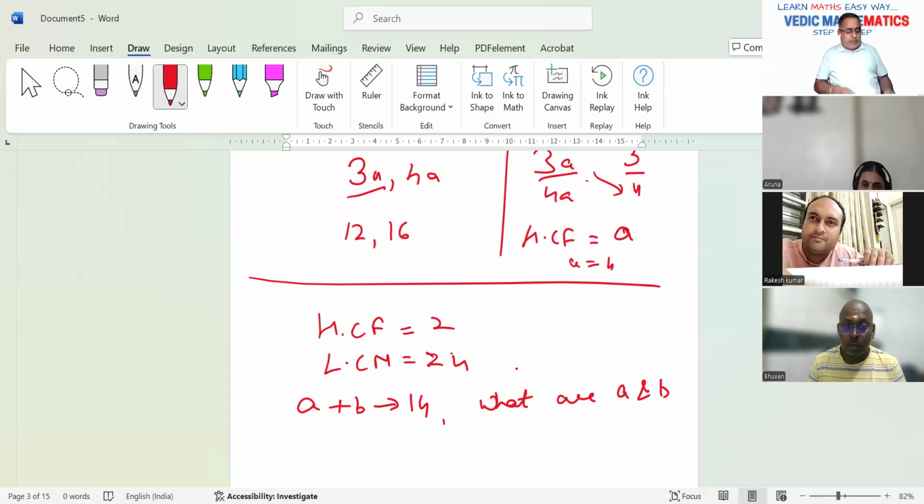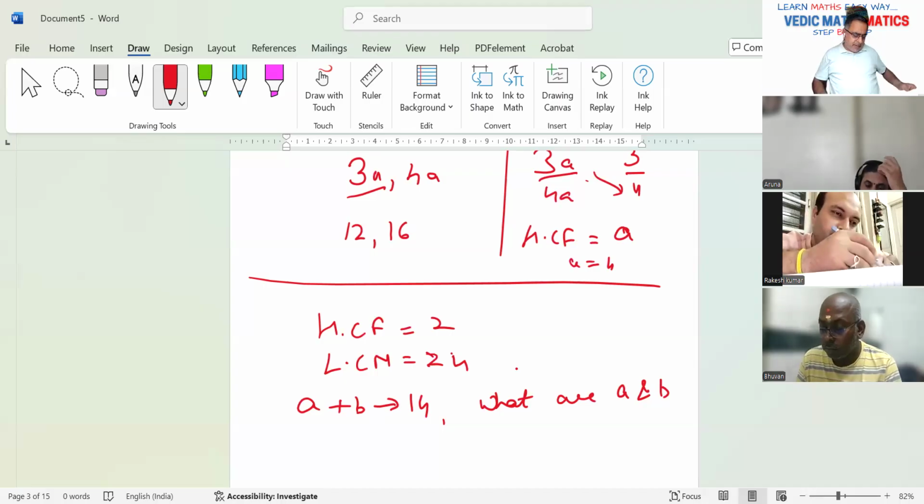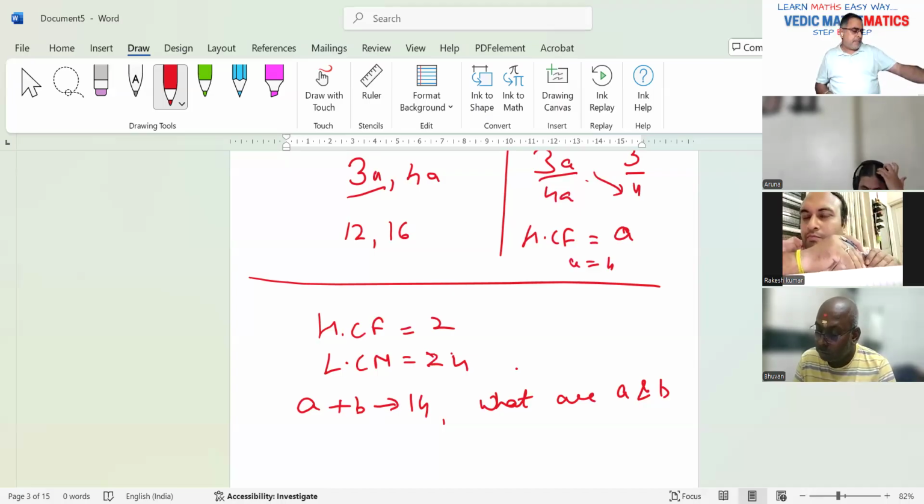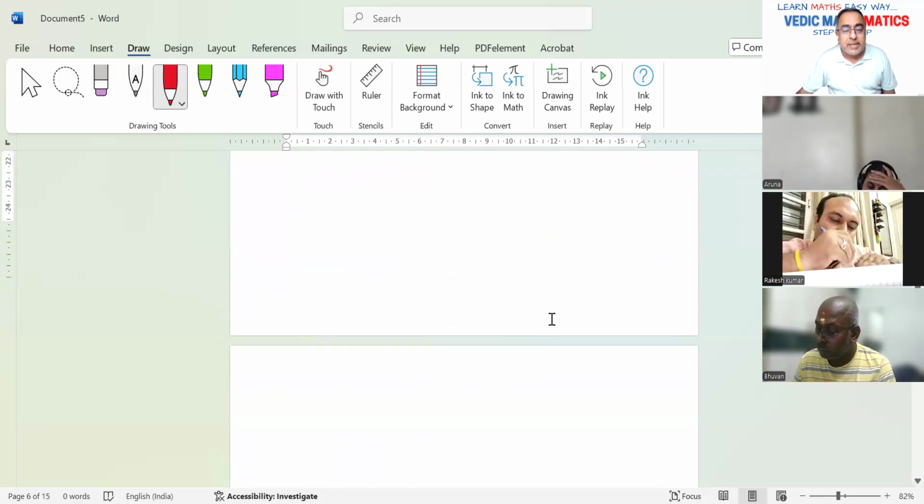Two more topics. One is your percentage, we'll do just now, and one is fractions. But in fractions I have to make you write some definitions, which I had just made. Anyhow we'll start with fractions, sorry, percentage first.